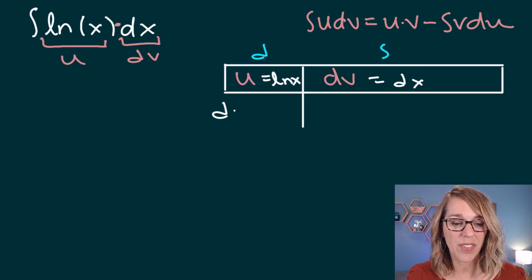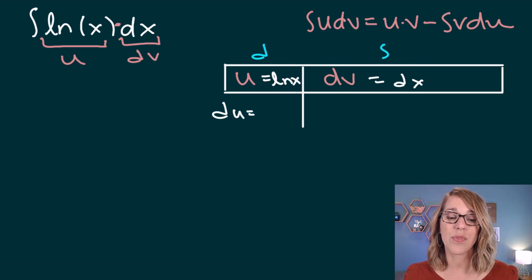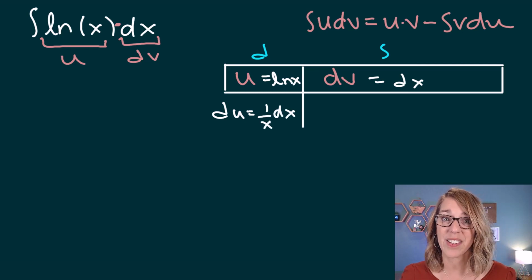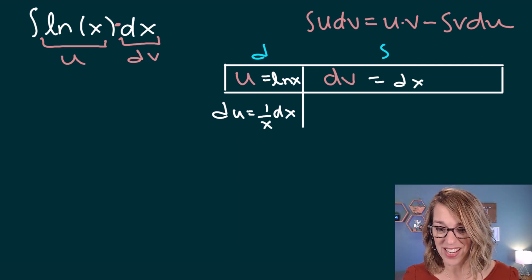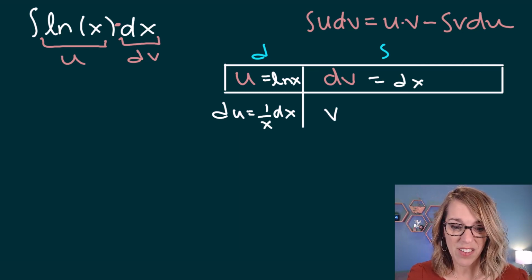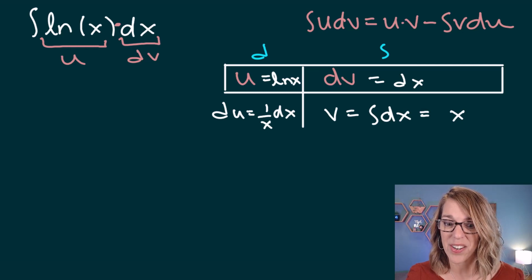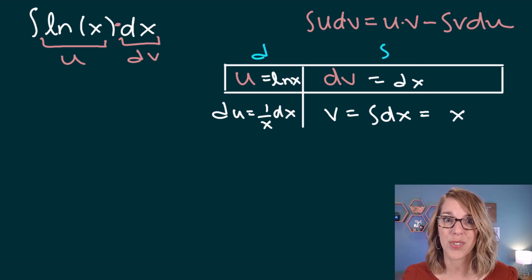Taking the derivative of u is the derivative of the natural log of x. That's going to be a 1 over x, and I'm going to write in that dx as well. And now I need the integral of dv. So my integral is going to give me v. So v is the integral of dx. Not a very exciting integral. We'll take it, right? The integral of dx is equal to x.